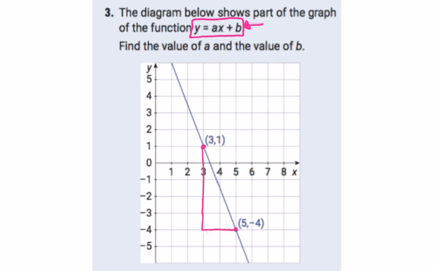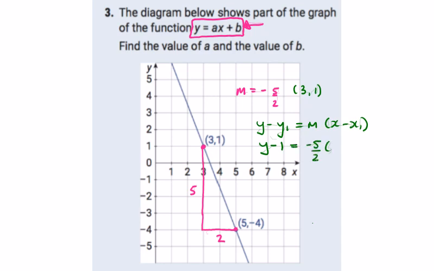So we have a run between 3 and 5 of 2, and we have a rise between -4 and 1 of 5. You can see the slope here is negative, so m is equal to negative rise over run. And we can use the point (3, 1). So y minus y1 equals m times x minus x1 is the equation of a line you've all learnt off. So y minus 1 is equal to -5/2 times (x minus 3).